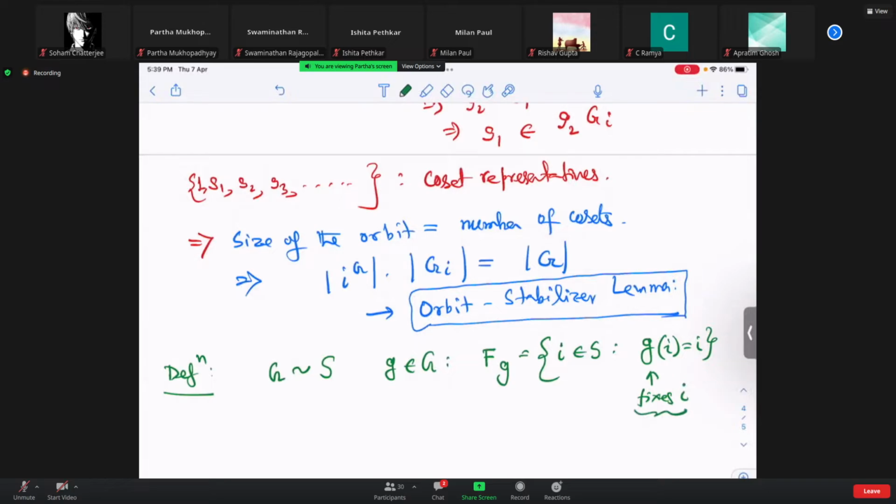So it's like kind of a complement of orbits. Orbits means where I is moved by different elements. And here, given an element, you look at what are the things that G has fixed. That's called F_G. This is a fixed group. These are the fixed points of G.